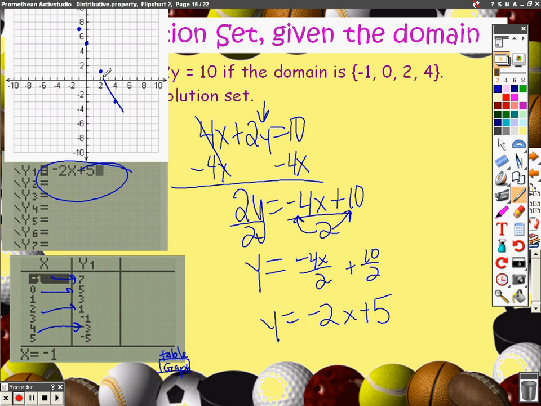And from here, I can draw a straight line. Don't forget the arrows on both sides. And that's a quicker way to graph. The important thing is you have got to know how to solve for y. Thank you very much.